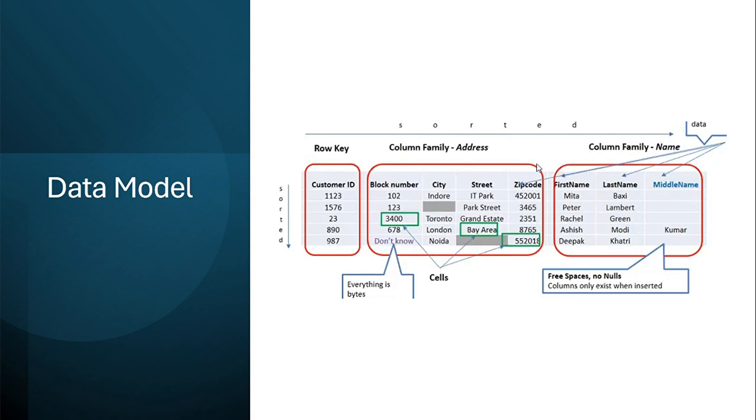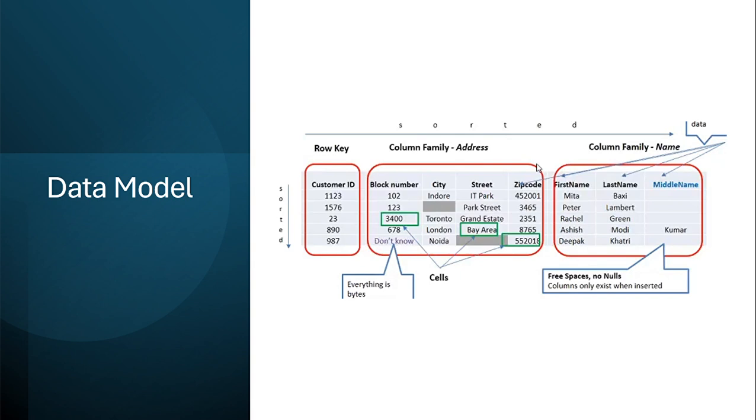Here the customer ID, which is the row key, is sorted based on string values, not integer values. So 1123 and 1576 come before 23 because they are sorted lexicographically based on string values. Same for column families and column qualifiers. They are also lexicographically sorted.